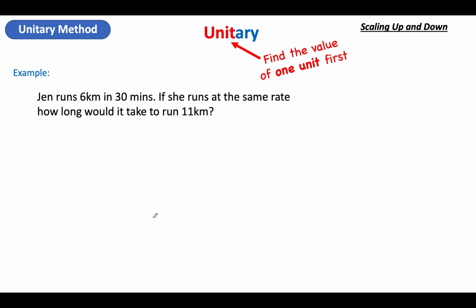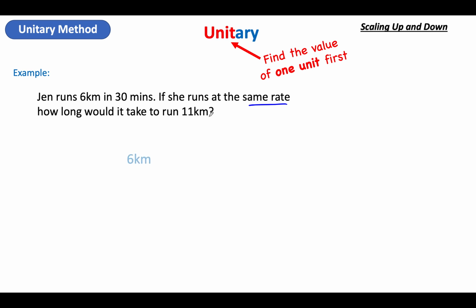Let's do another question. Right, Jen runs 6 kilometers in 30 minutes. So I've got 6 kilometers, 30 minutes. That could be written as a ratio. If she runs at the same rate, because that's important, it needs to be at the same rate. She can't speed up or slow down. Every kilometer is going to take the same amount of time. How long would it take to run 11 kilometers?